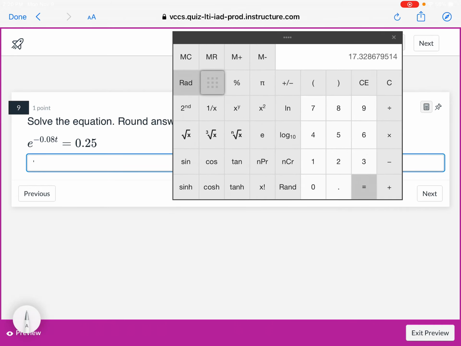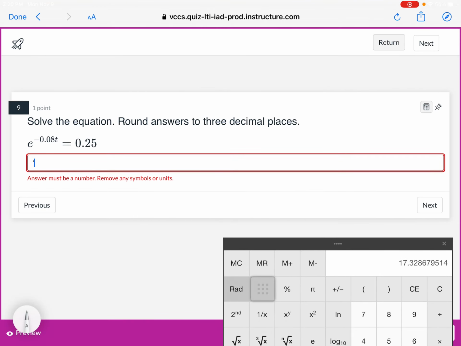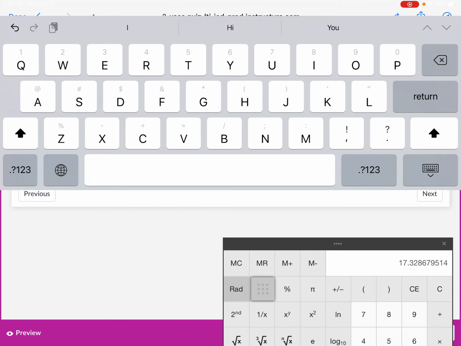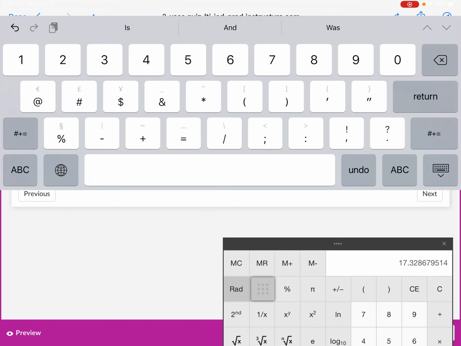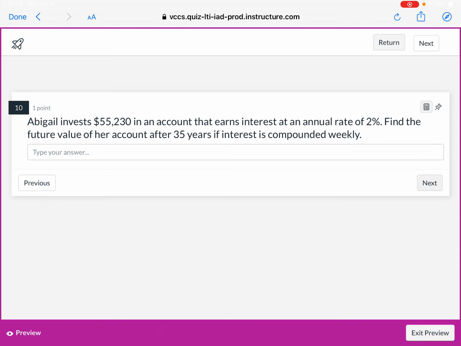Okay, let me go ahead and type this. 17.329, to round it to 3 decimal places. Okay, that's it. It doesn't matter if I'm going fast or not, because I know you have the power to stop my video and then look over it.